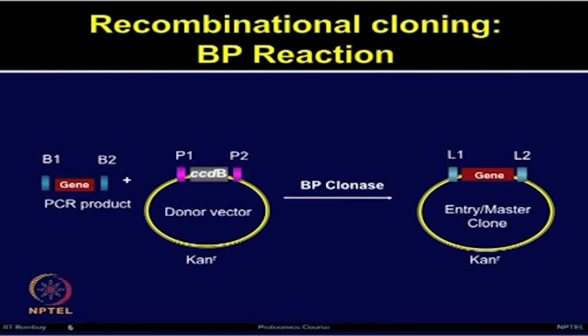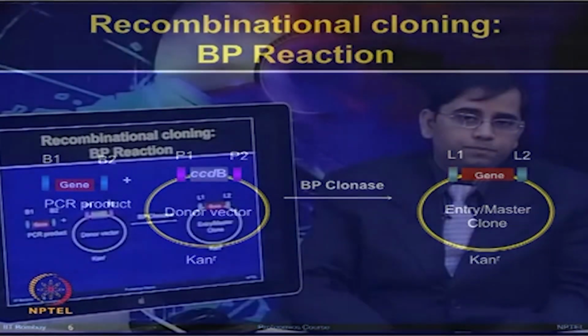So, as you can see in this slide, there is a donor vector or PDONR that contains at P sites flanking a CCDB gene or a counter selectable gene that recombines with the gene of interest, which is flanked by the at B site, which you can see on the left hand side. So, this gene fragment can be produced from the PCR product and it contains at B site, and you have a donor vector which contains a selectable marker, kanamycin resistant marker that contains P sites.